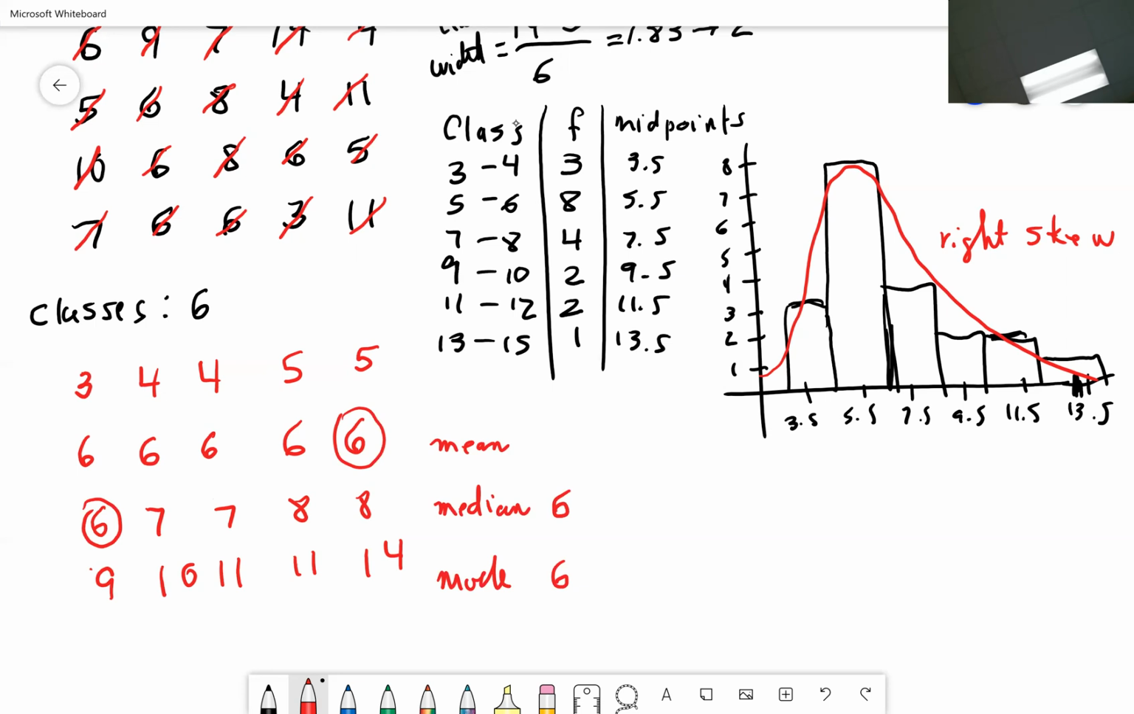And now let's go ahead and calculate the mean. 3 plus 4 plus 4 plus 5 plus 5 plus 6 plus 6 plus 6 plus 6 plus 6 plus 6 plus 7 plus 7 plus 8 plus 8 plus 9 plus 10 plus 11 plus 11 plus 14. Enter that and divided by 20, I get the mean is 7.1. So as you could see, because it's a slight right skew, the mean was dragged out a little bit.